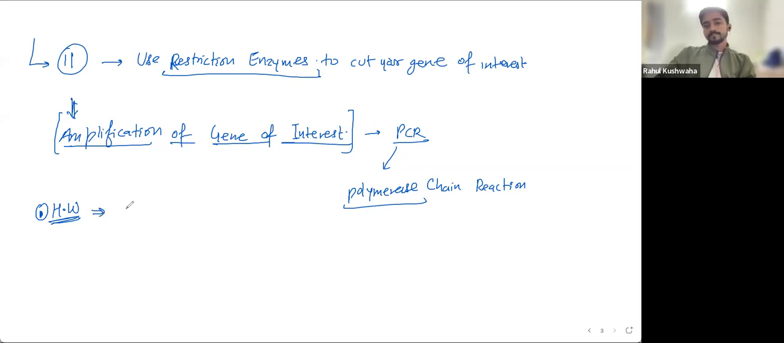One is DNA polymerase, the enzyme. Just the basics, brush it up. I have taught you about this. What does DNA polymerase do? Its direction and all, just revise that. Second is at what temperature DNA polymerase works. And third is about a bacteria which is called Thermus aquaticus.